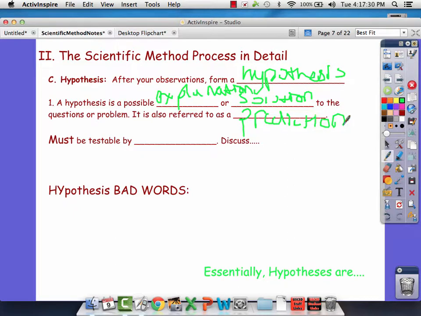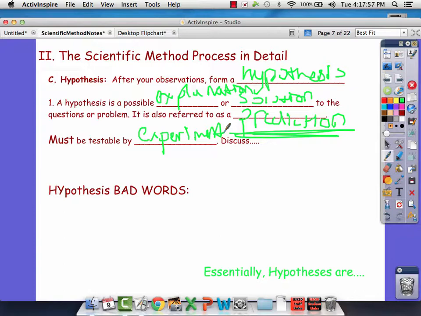And this is the big one. This is the one that I want you to focus on, prediction. It is a prediction. And this must be testable by an experiment. Why does it need to be testable by experiment? Well, because if it wasn't, you wouldn't be able to look back at the end of your experiment and say, okay, was our hypothesis correct or not? If you could never test it, you would never know if your hypothesis was correct.